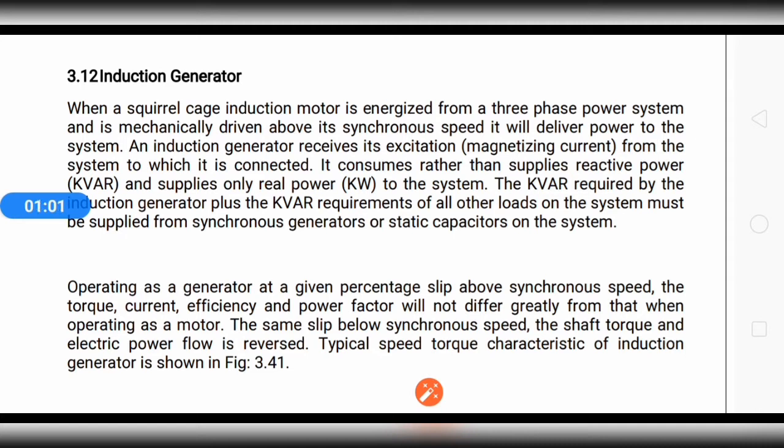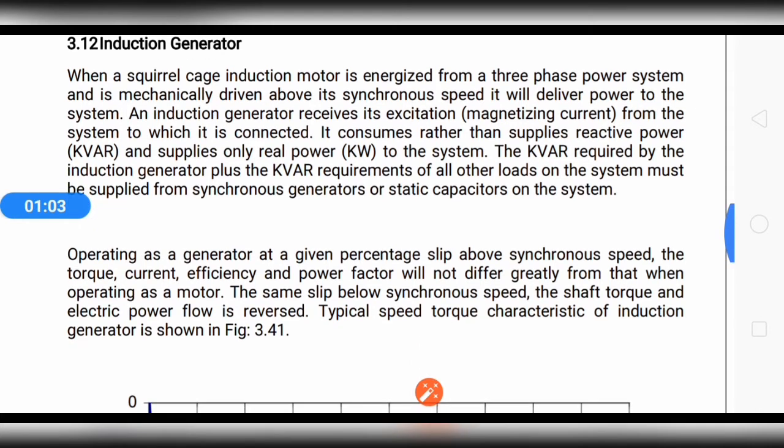An induction generator receives its excitation or magnetization current from the system to which it is connected. So it is one of the necessary conditions that its excitation current is supplied by the system to which it is connected. Therefore, it puts one restriction on the machine that it will not be able to work under isolation system. It is not successful for isolated system.